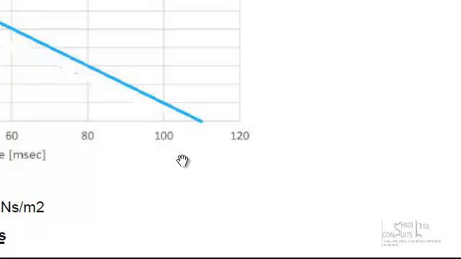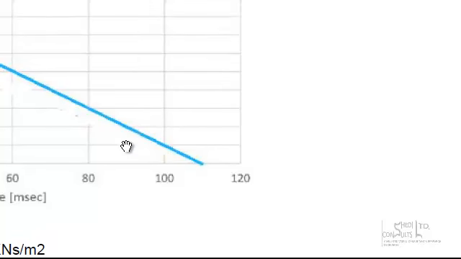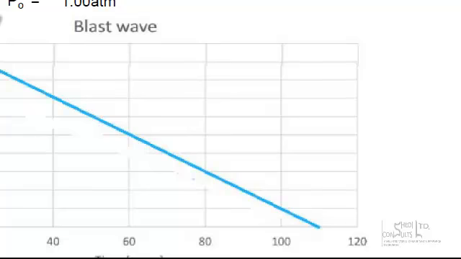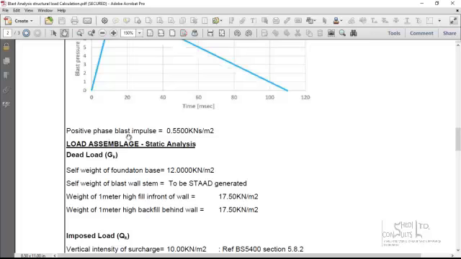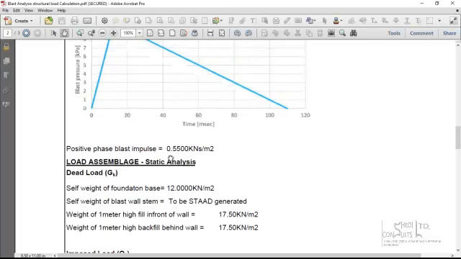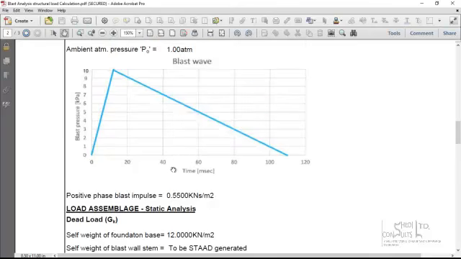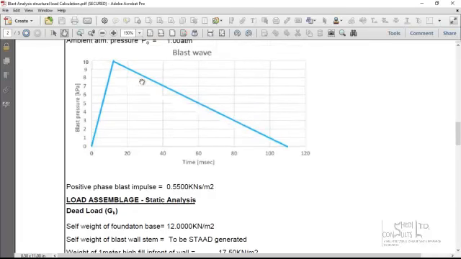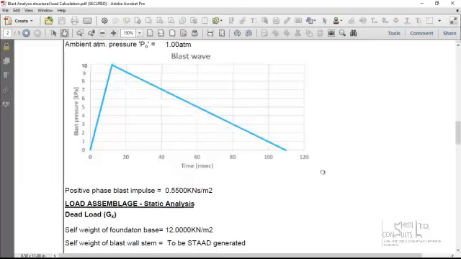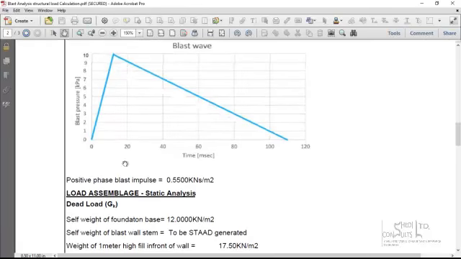I have said in the past how these things are calculated in the absence of this type of testing. The ambient pressure, which is atmospheric pressure, is taken as P0, at 1 atmosphere. The positive phase of the blast impulse, so this is the blast impulse. Impulse is actually the area under the pressure-time curve. Okay, so you have the positive phase, you also have the negative phase. The negative phase is not considered in the analysis.